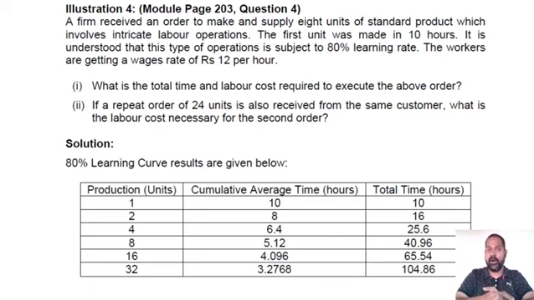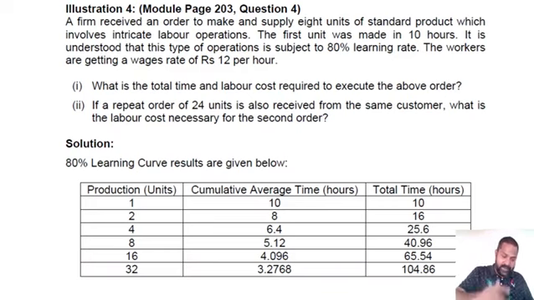What is the above order? Well, the above order is a firm received an order to make and supply 8 units of a standard product. So that is my above order, 8 units. What do they want? The total time and labor cost required to execute the above order. You have given me the 2 things that I mainly require: number 1, the time it takes to make the first unit, and number 2, the learning rate.